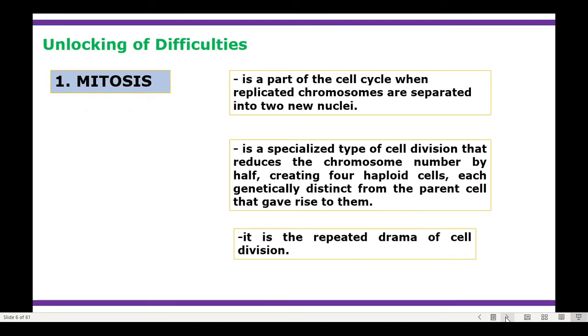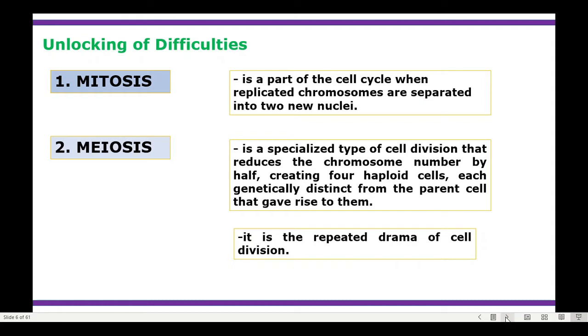Next, number 2, it is a specialized type of cell division that reduces the chromosome number by half, creating 4 haploid cells, each genetically distinct from the parent cell that gave rise to them. So this is meiosis. Yung mitosis kasi identical, tapos dalawa yung na-produce na daughter cell or 2 nuclei. Dito naman sa meiosis, 4 haploid cells yung nabubuo, and yung 4 na yun magkakaiba. Okay, magkakaiba sila, hindi sila identical.